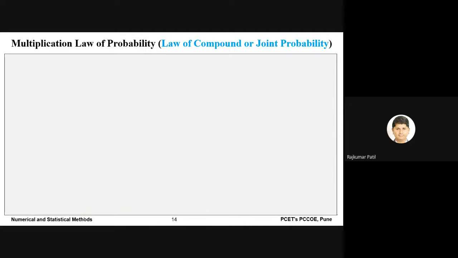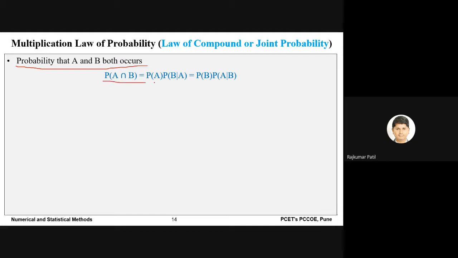Then we will go ahead and see the multiplication law of probability, or it is also called the law of compound or joint probability. Whenever you want the probability that A and B both occur, we can use this law: probability of A intersection B is equal to probability of occurrence of event A multiplied by probability of occurrence of event B given that A has already occurred.